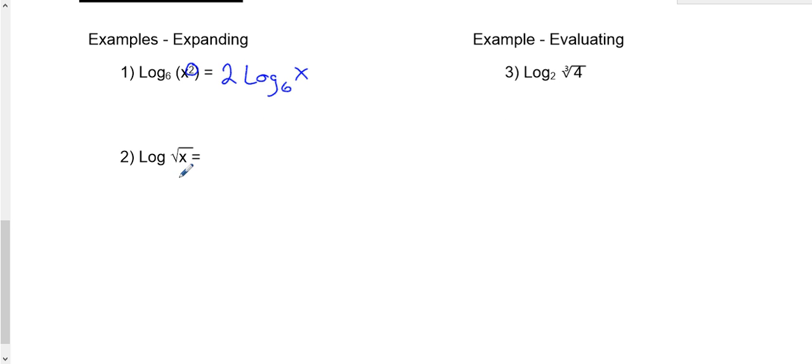Now with log of the square root of x, if I think about what the square root means, that means I have an exponent of 1/2. And now that I have an exponent, I can move that out to the front, and I get 1/2 times the log of x.